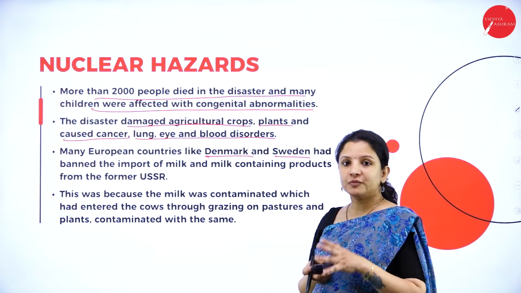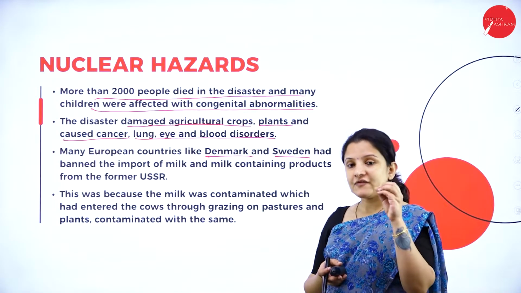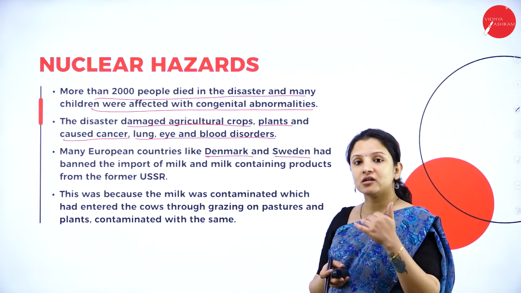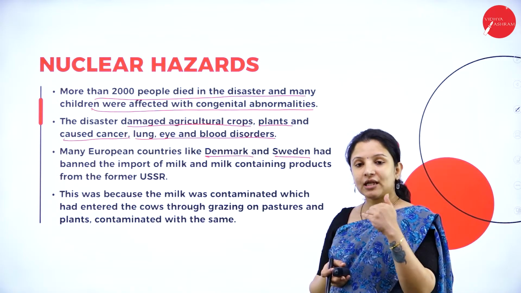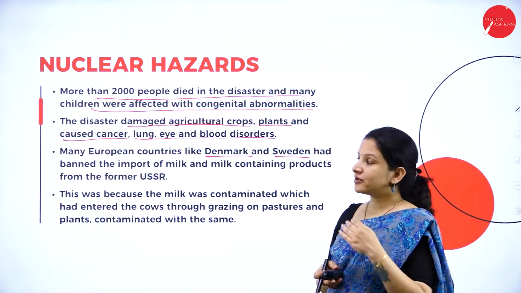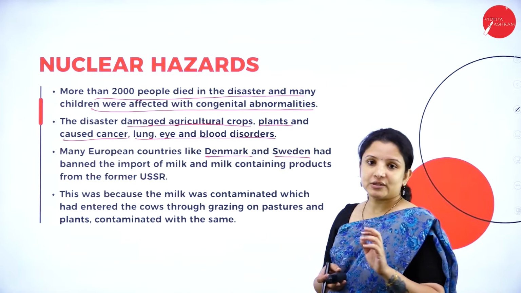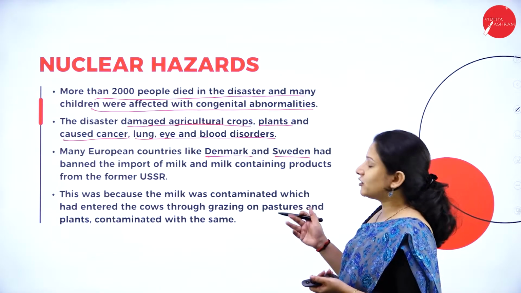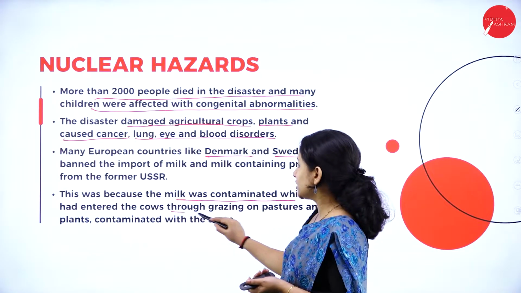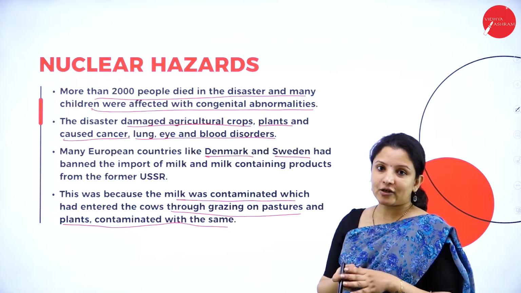Why they banned milk was because obviously the grasses and the pastures got contaminated. If the cow feeds on these pastures, these grasses, the radioactive substances will enter the cow and mix with the milk. If that milk is consumed by human beings, it will cause various health problems in them. So that is why the milk was completely banned. European countries completely banned milk from the USSR, or from Ukraine, because this milk was contaminated, as the radioactive substances had entered the cows through grazing on contaminated pastures and plants.